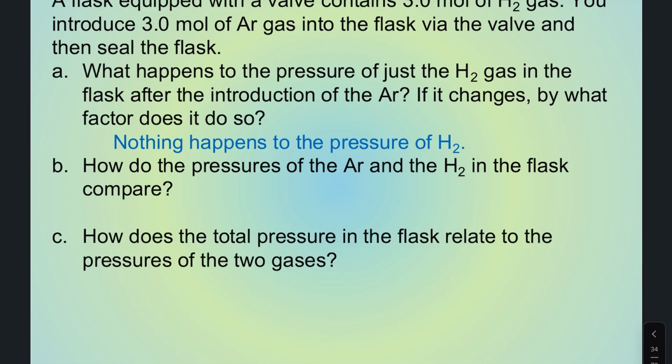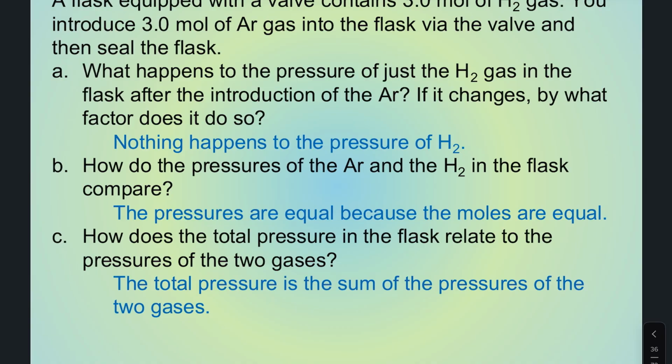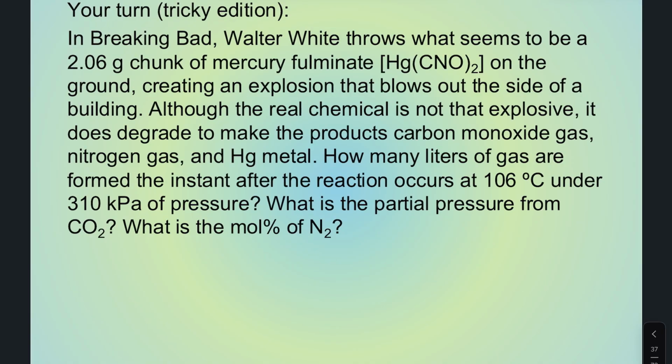And so nothing is going to happen to the pressure of H2, but the total pressure of the gas is going to increase to be double. The pressures are still going to be equal with respect to each of the gases. Each one of those is still going to have its own gas because they are acting as ideal gases. They're not reacting at all. They're just existing.